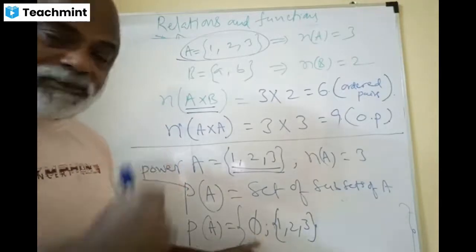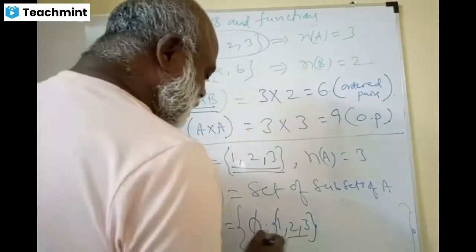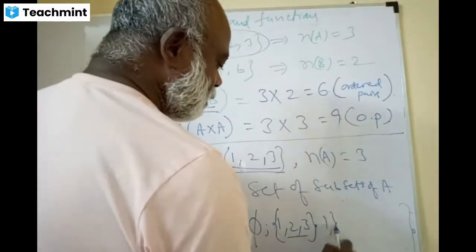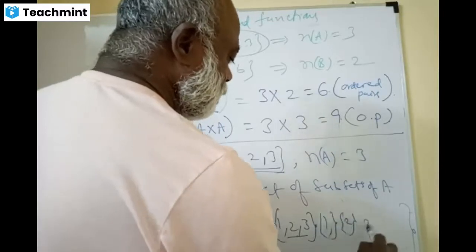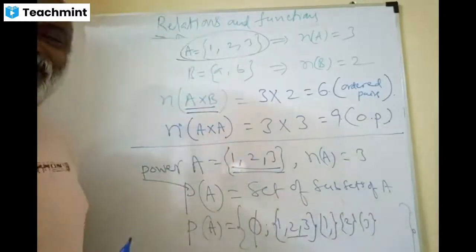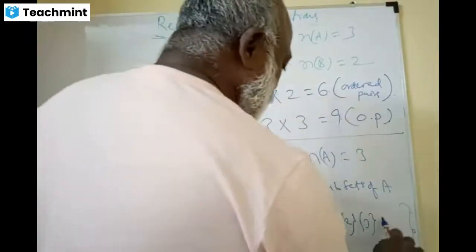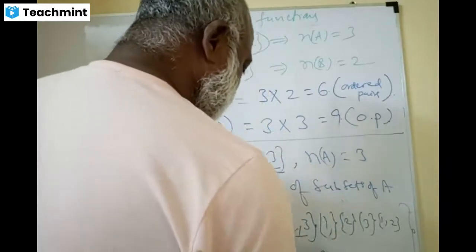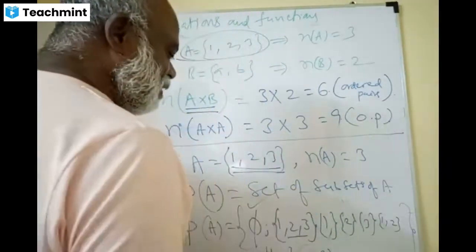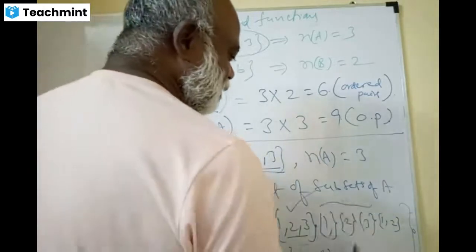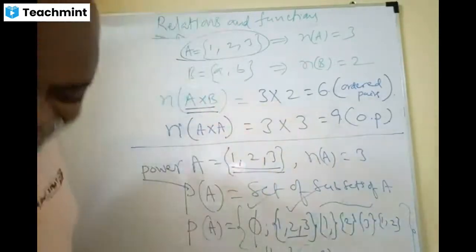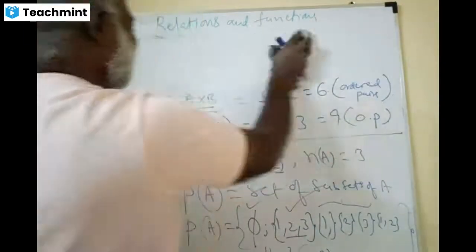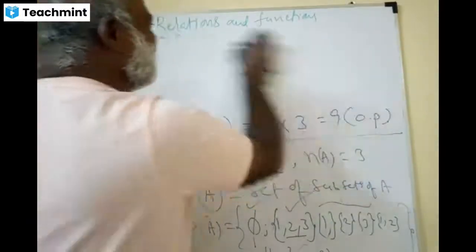The first one is the null set, with zero elements. Next, the one with three elements. Next is one element: 1, 2, 3, right? One element is over. Next is two elements: 1, 2; 1, 3; and 2, 3. So these are 0 elements, 3 elements, 1 element, and 2 elements. A set with no element is called the null set. A set with one element is called a singleton.